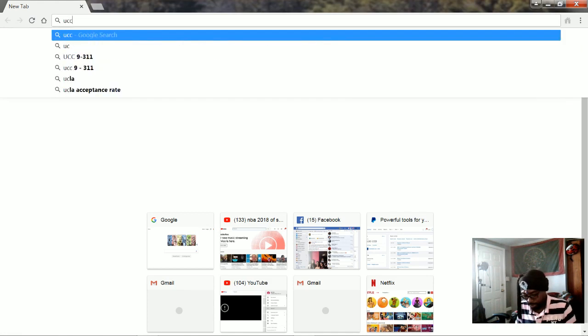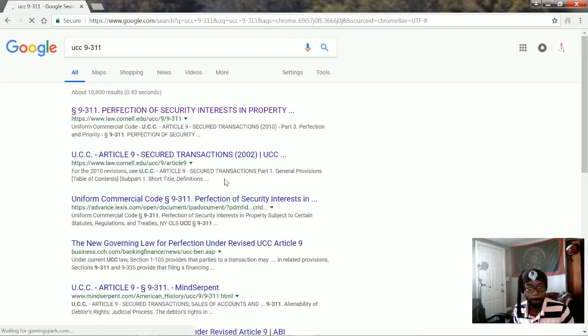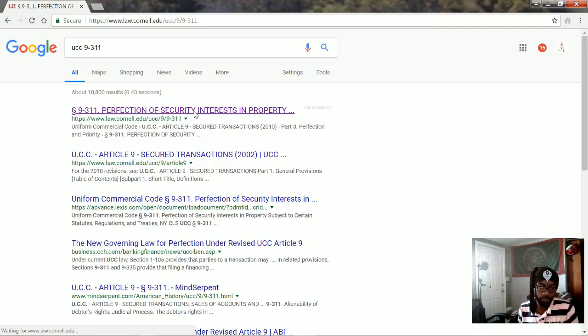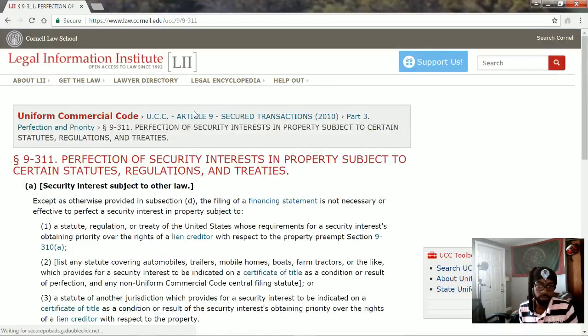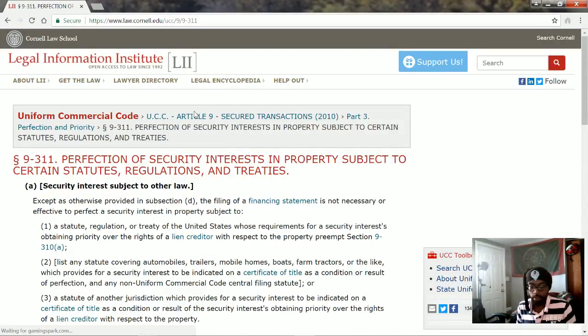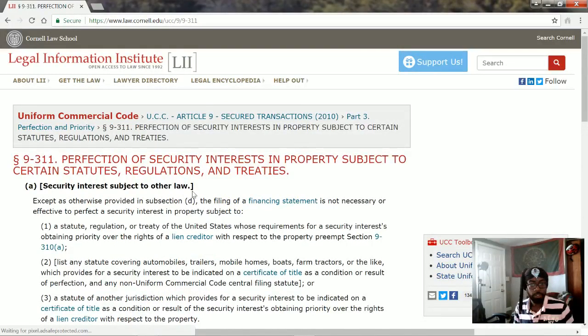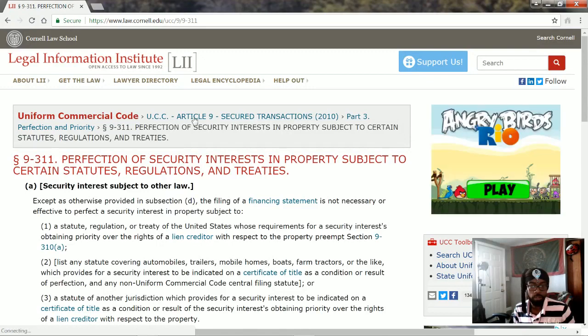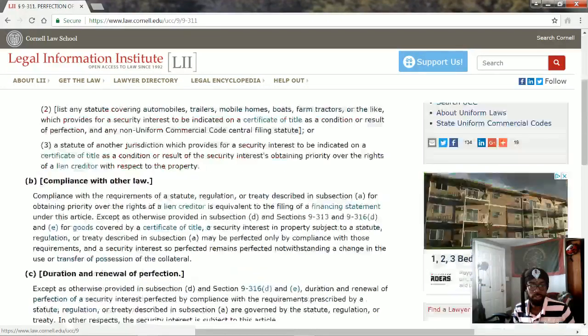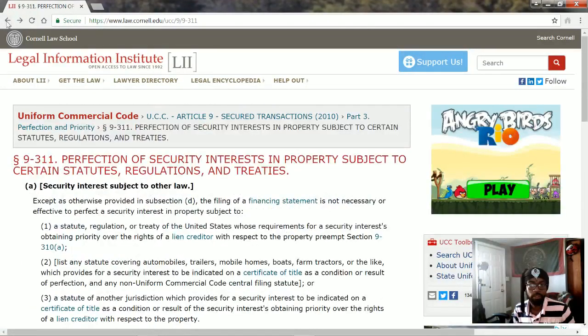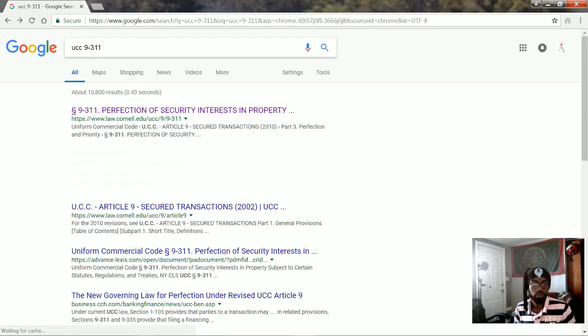First thing I'm gonna do is pull up the U.C.C. As you can see, Article 9 dealing with secure transactions. This is 2010. Hold on, see if I got the most recent U.C.C.